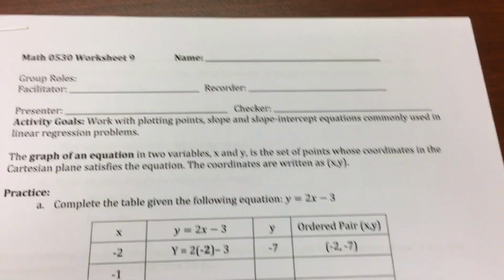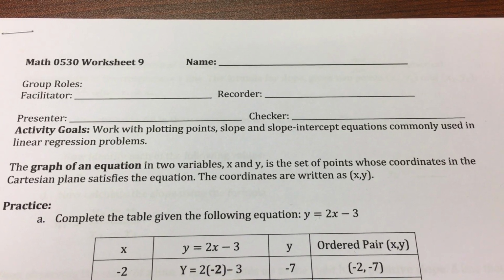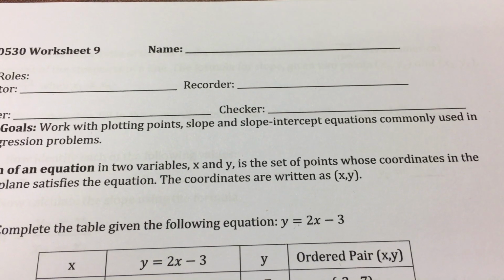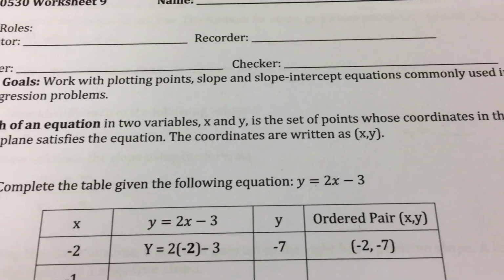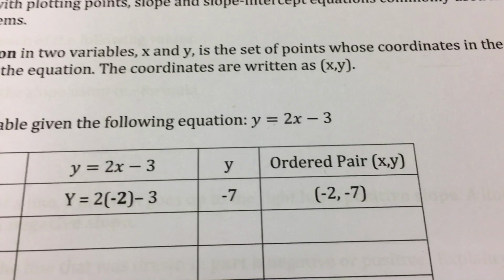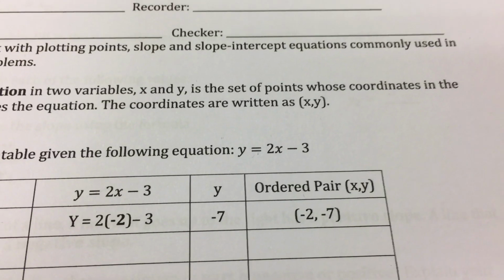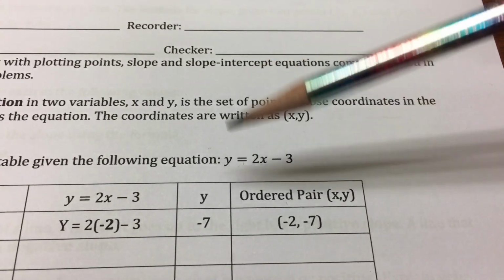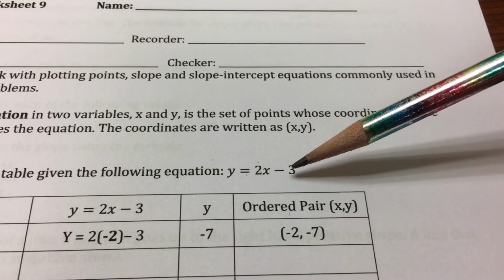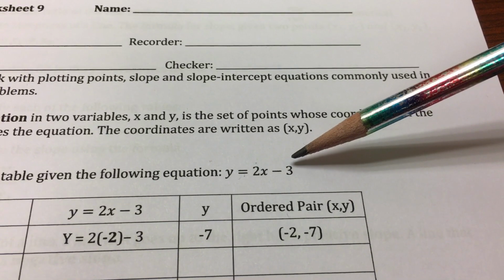We are now on Worksheet 9, and in Worksheet 9 we discuss linear regression. In a linear equation we have a slope and a y-intercept, and notice we have our given equation in our practice problem that is in slope-intercept form. It's y equals mx plus b, where in this equation the 2 would be the slope, that's the m, and the y-intercept is the -3. We would write it as (0, -3).